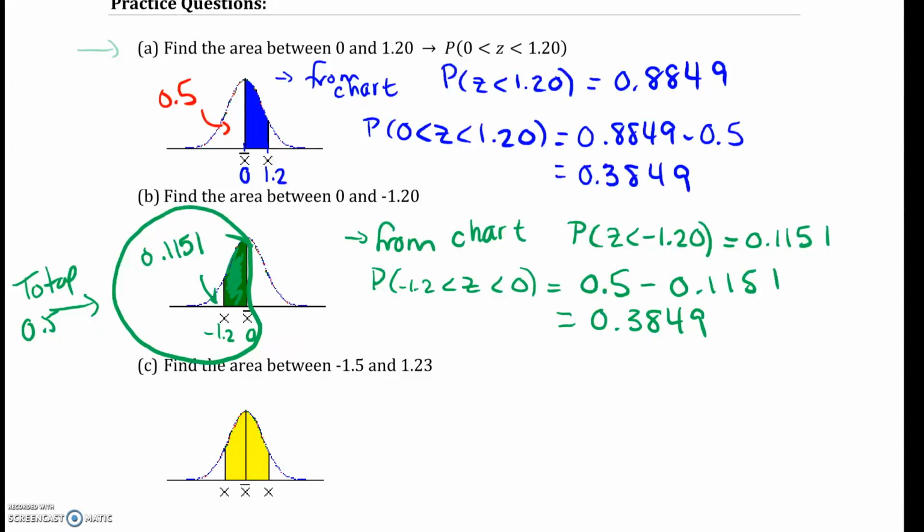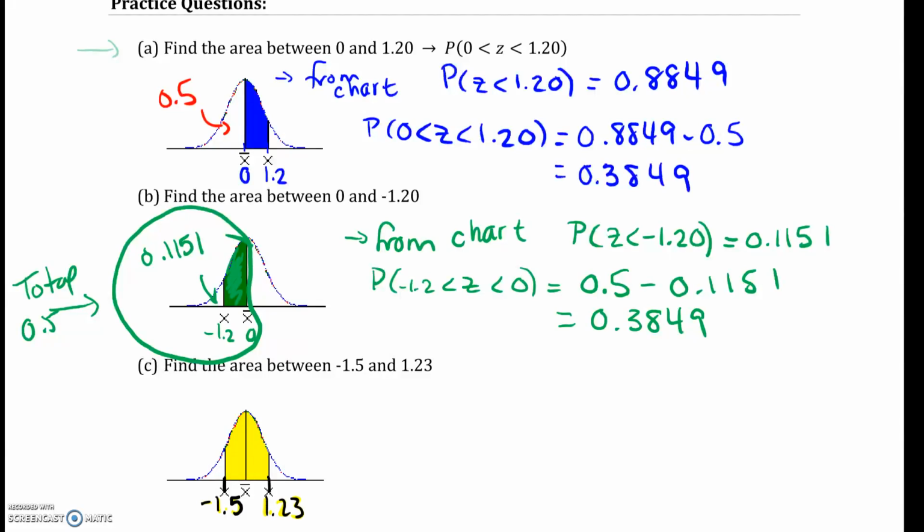If I want to find the area under the curve between a Z value of negative 1.5 and a Z value of 1.23, again, I can think about where those lie on our curve. So the yellow isn't actually very easy to see at all, although it's color coded. I'm going to go over that again with black. Okay.